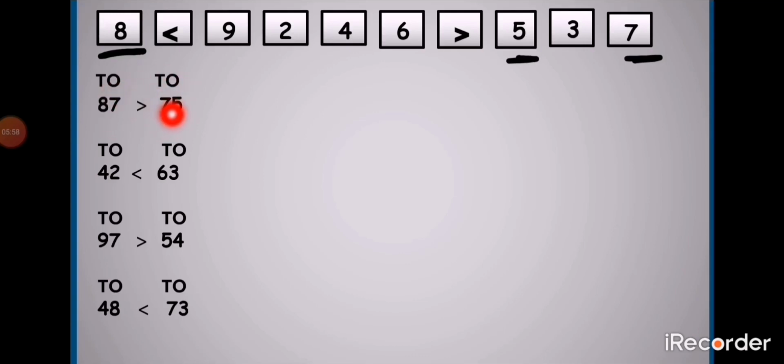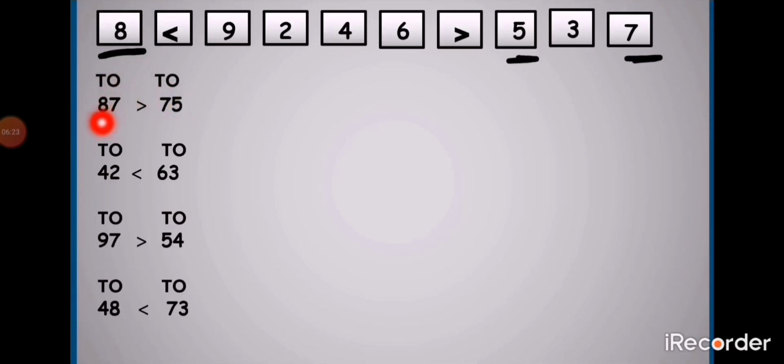Now compare the numbers. For comparing, always start from the smallest place value. Smallest place value is ones. Check out the ones in both numbers. First number has 7 ones. This number has 5 ones. So who has the greater ones? Yes, 7 has the greater ones. And you have to find out, is 87 greater or smaller than 75. So this number has more ones.